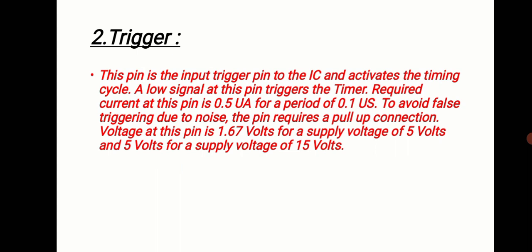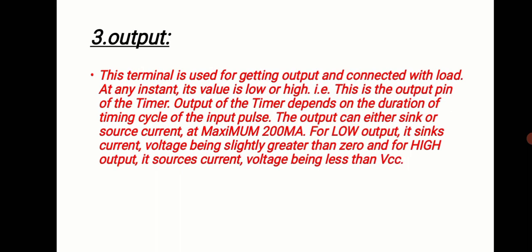The required current at the pin is 0.5 microamps for a period of 0.1 microseconds. To avoid false triggering due to noise, the pin requires a pull-up connection. The trigger voltage at this pin is 1.67 volts for a supply voltage of 5 volts and 5 volts for a supply voltage of 15 volts.